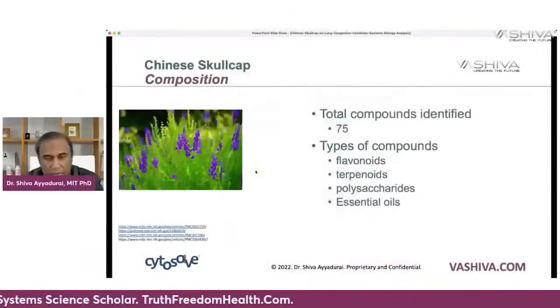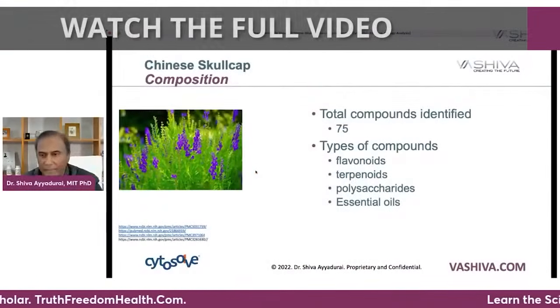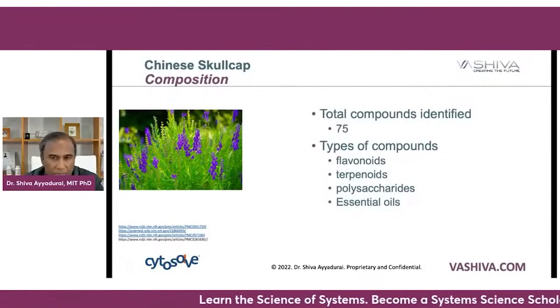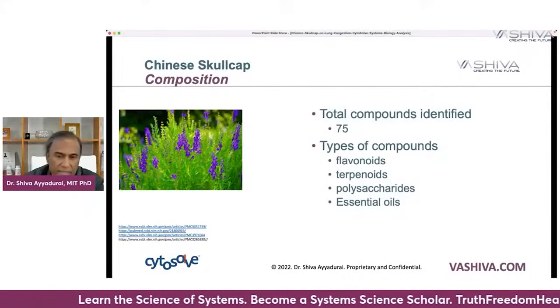We want to take science-based approaches to natural products. There are a total of 75 different chemical compounds that have been identified so far, and they go into 4 different types: flavonoids, terpenoids, polysaccharides, and essential oils.